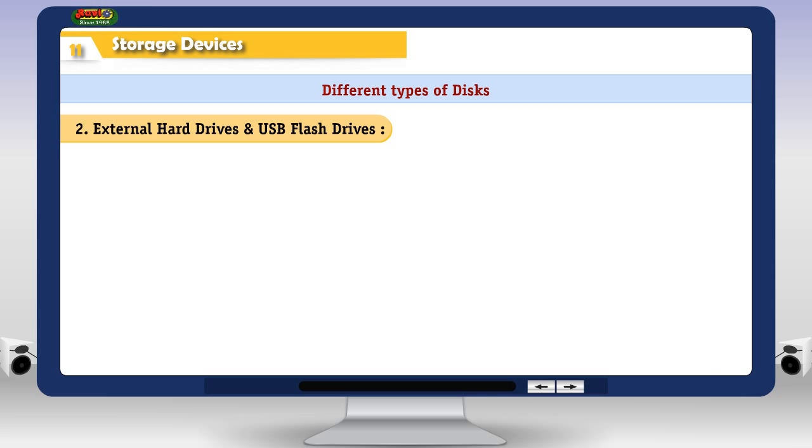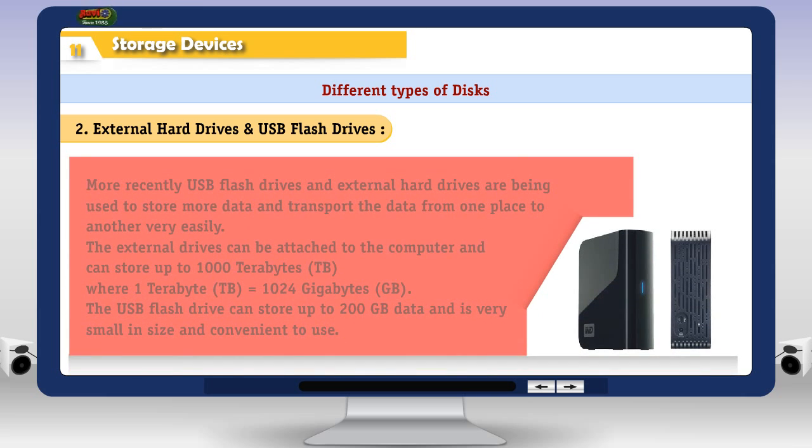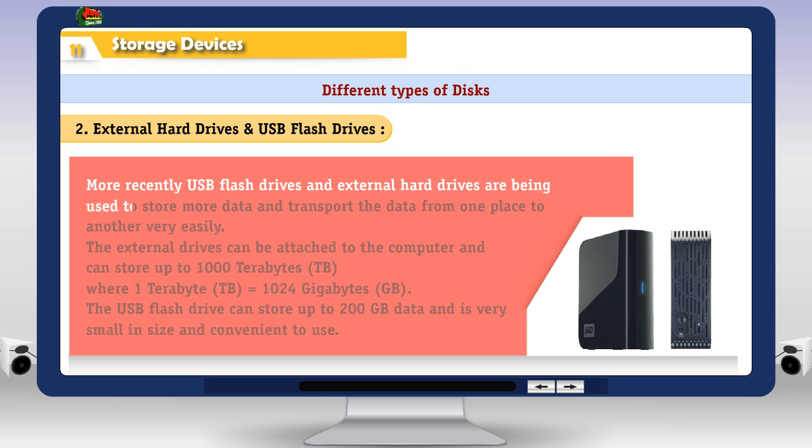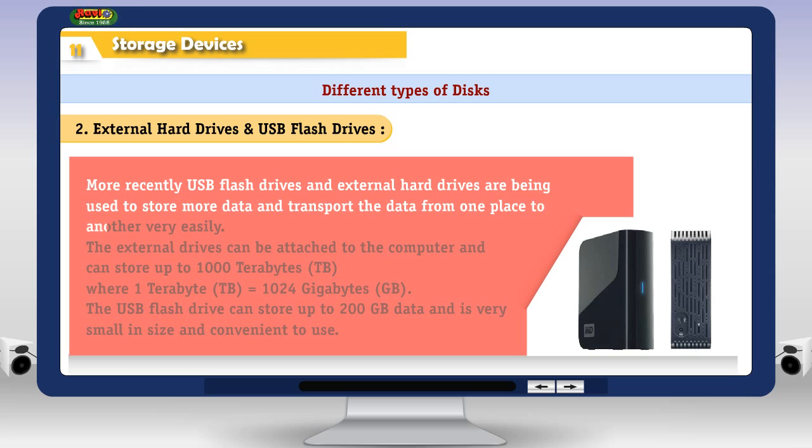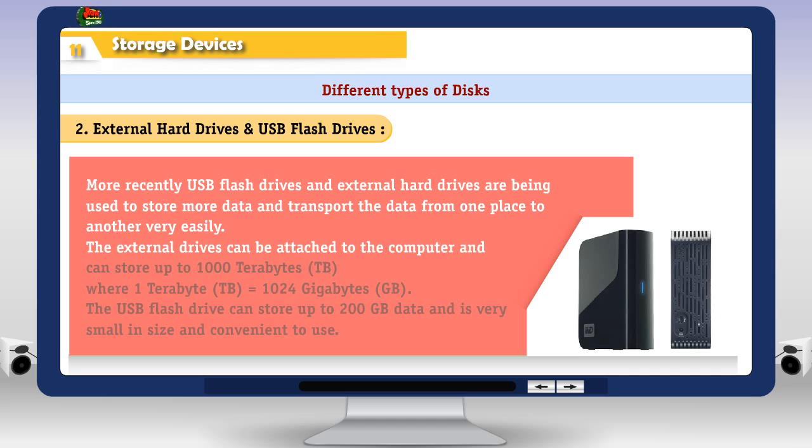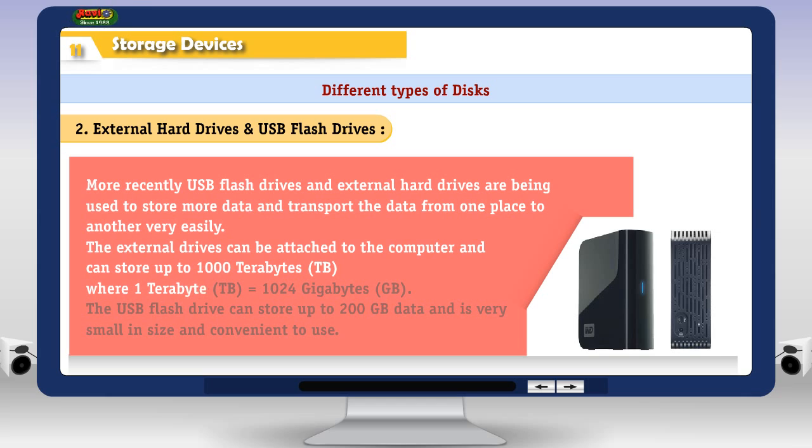2. External hard drives and USB flash drives. More recently, USB flash drives and external hard drives are being used to store more data and transport the data from one place to another very easily. The external drives can be attached to the computer and can store up to 1000 terabytes, TB, where 1 terabyte, TB, is equal to 1024 gigabytes, GB.